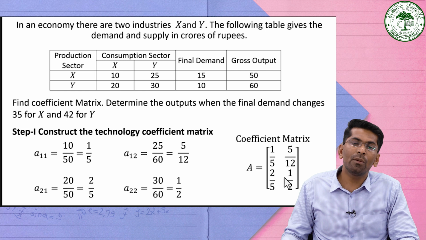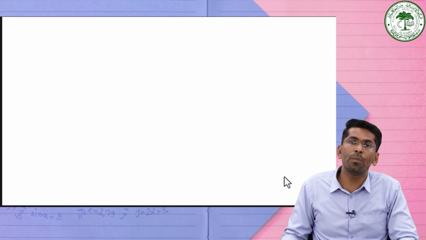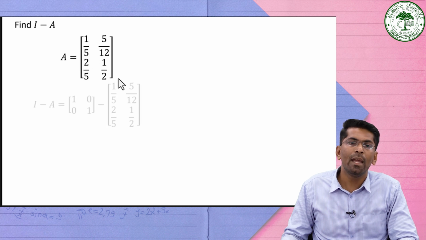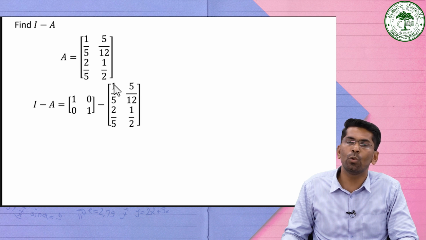After finding the coefficient matrix, we want to find the output of each industry. For that, first we have to find I minus A, that is the identity matrix minus the coefficient matrix. The coefficient matrix is a 2 by 2 matrix, and the identity matrix has the same order, that is 2 by 2, that is 1 0 0 1. This is the identity matrix minus A, that is the coefficient matrix, 1 by 5, 5 by 12, 2 by 5 and 1 by 2.